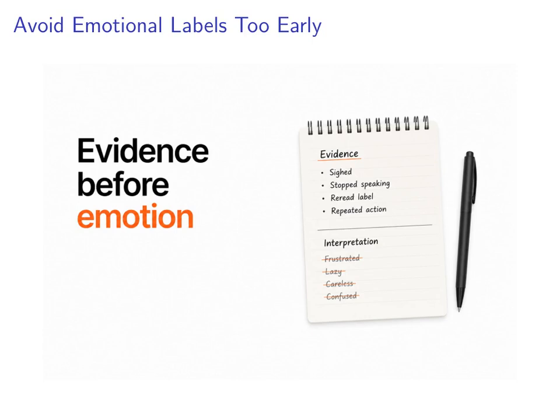Be careful with emotional labels such as frustrated, lazy, careless, or confused. These words can close your thinking before you understand the situation. Instead, record the evidence that led you toward that idea. Did the user sigh, stop speaking, reread a label, or repeat an action? Later, you can decide whether the pattern supports an emotional interpretation.